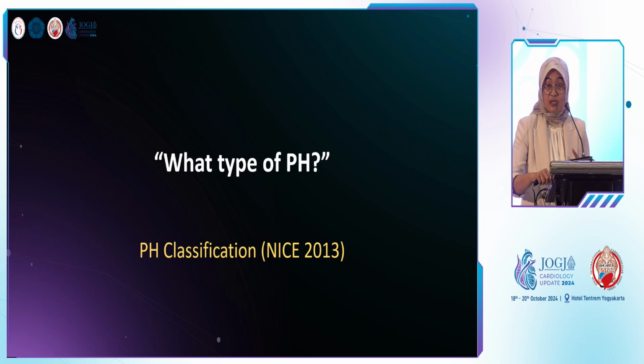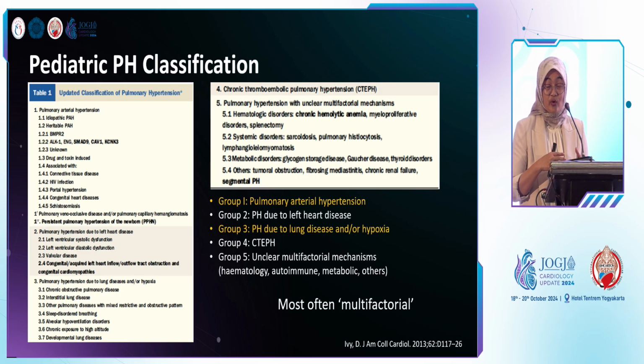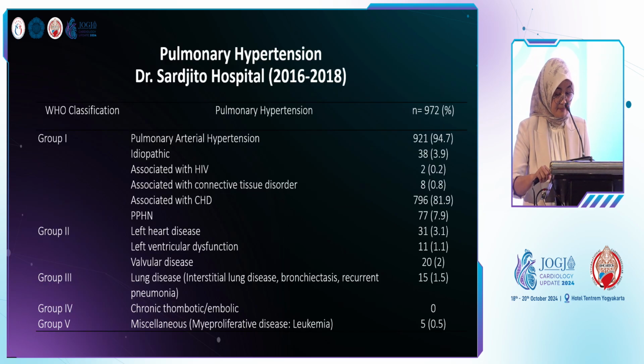So next will be about what is actually the cause or type of pulmonary hypertension. It is quite similar to the adult. So we have categorized it into 5 groups. First one is pulmonary arterial hypertension. The second one is related to left heart diseases. And the third one is related to lung disease, and the fourth to thromboembolic pulmonary hypertension. And the fifth group is about multifactorial mechanisms.